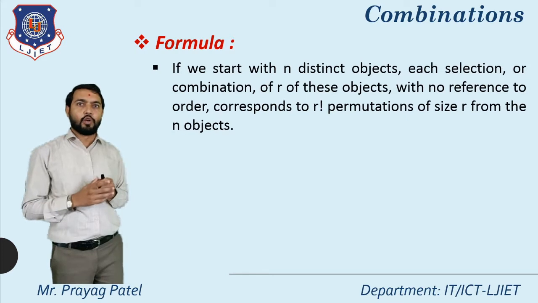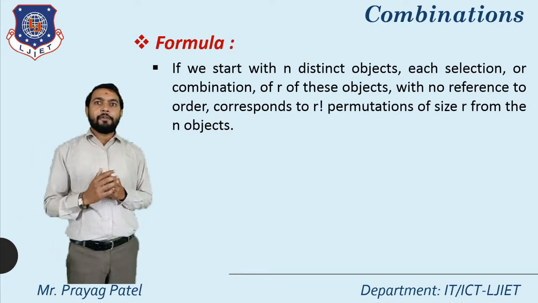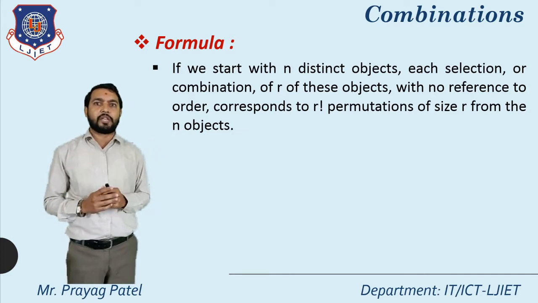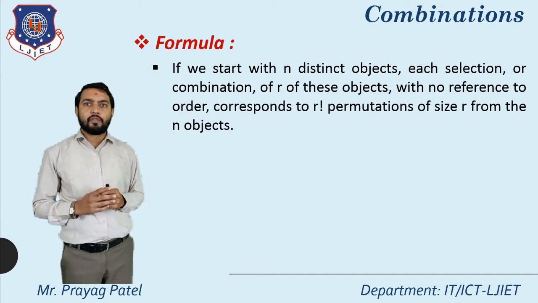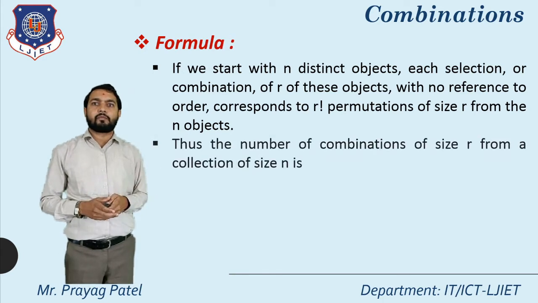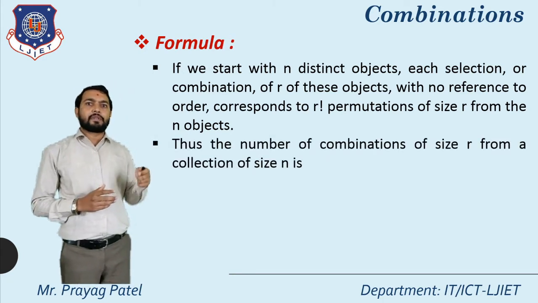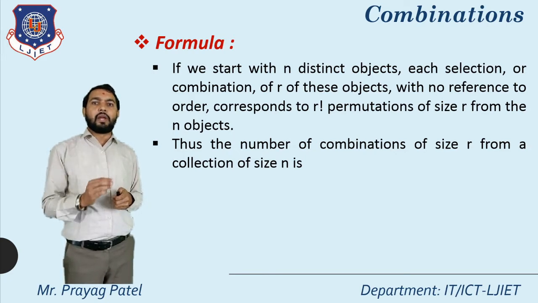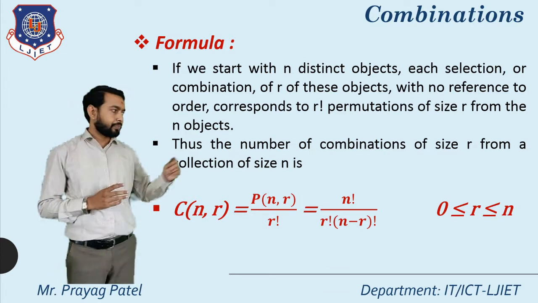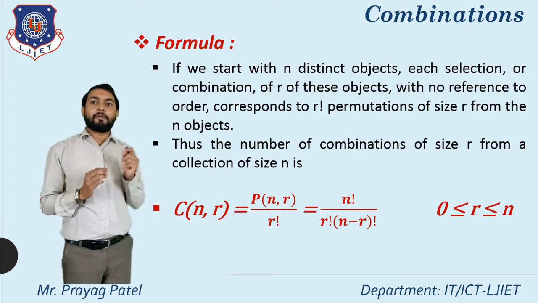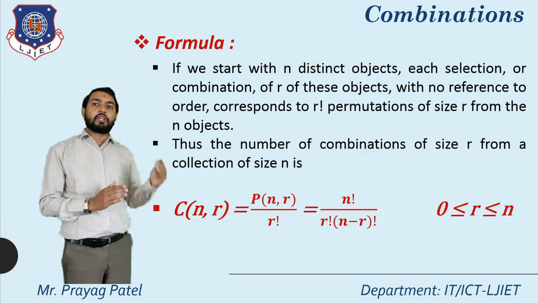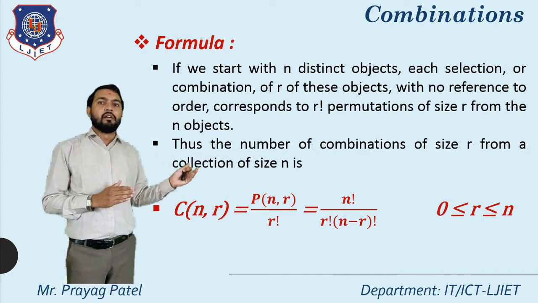Now here is the common formula for the combination. If we start with n distinct objects, each selection or combination of R of these objects with no reference to order corresponds to R factorial permutations of size R from the n objects. So here is the number of combinations of size R from a collection of n elements, where we have to select only R elements. In this equation, C of n R means combinations with n available elements, and we have to select only R elements from the available n elements.